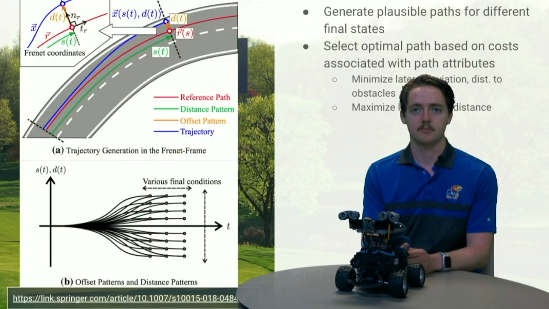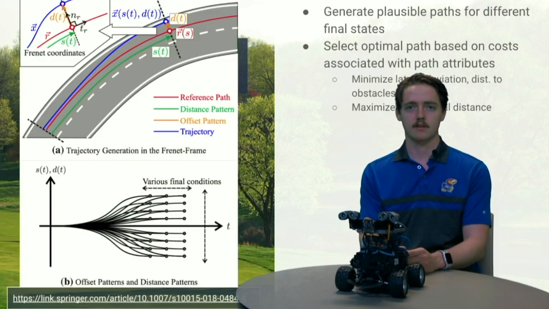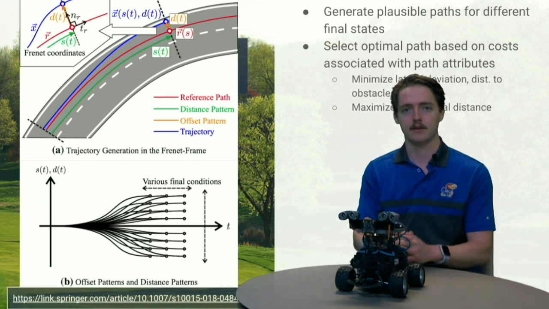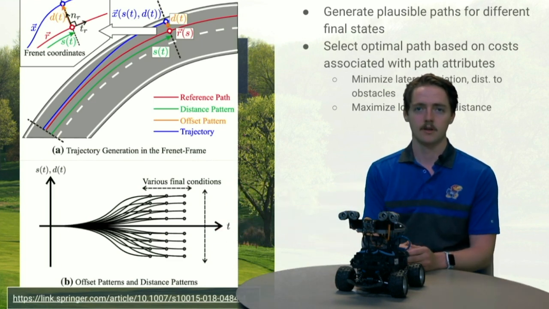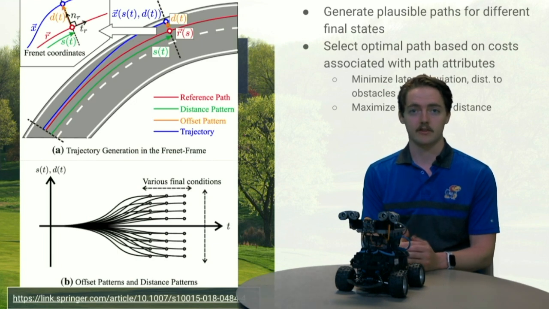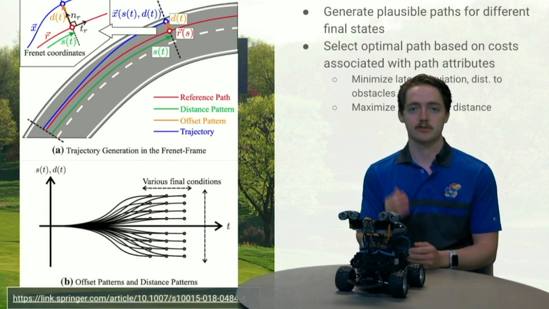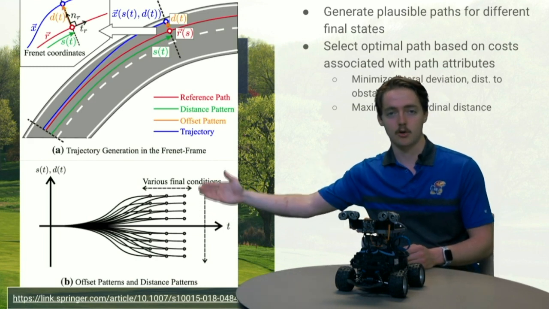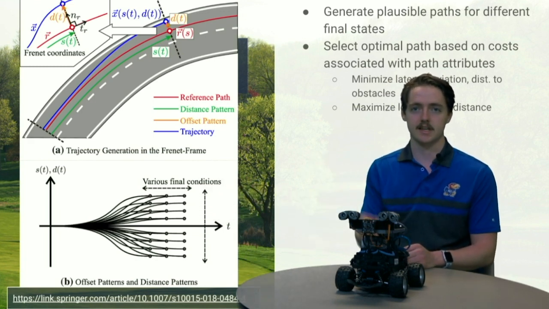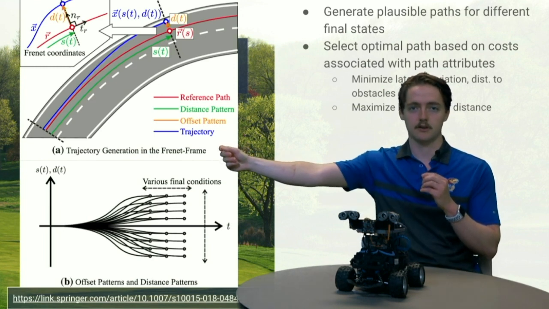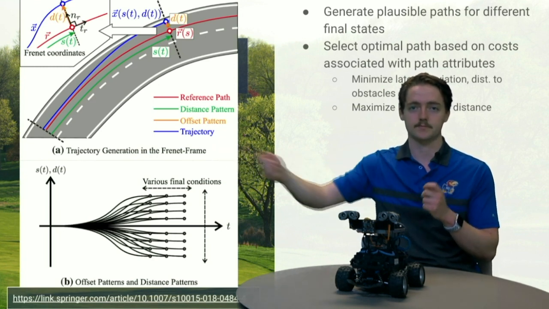We then generate plausible paths for different final states, including longitudinal distance along the path and lateral deviation away from the path, as you can see right here. We don't use any paths that intersect with obstacles, for obvious reasons, and we select an optimal path based on costs associated with path attributes. For example, we want to minimize lateral deviation away from our reference trajectory in order to stay in the center of the path, and we want to maximize longitudinal distance in order to get the farthest distance possible.